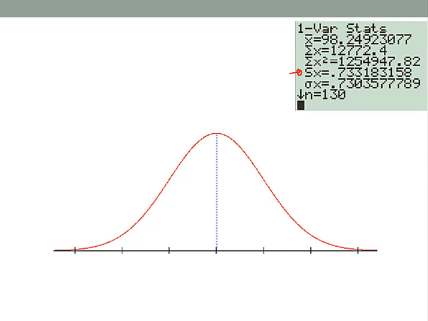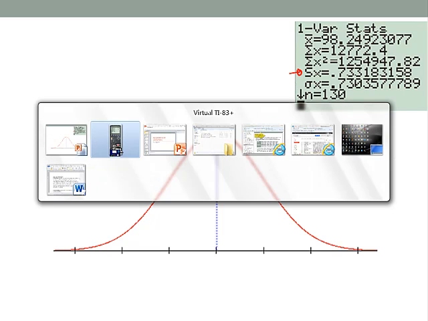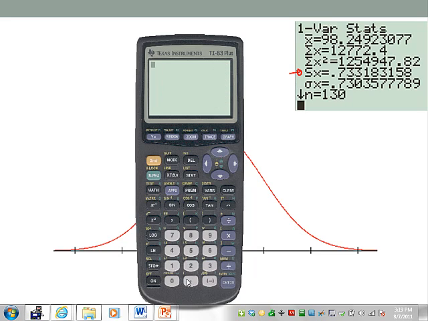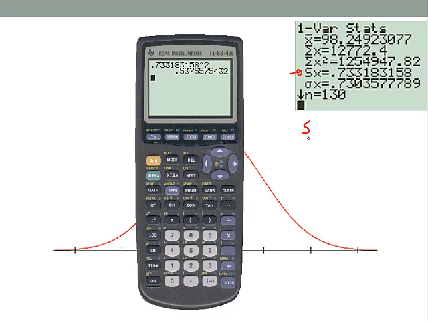Now if I'm going to find the variance of that, I just square that number. So let me go ahead and do that real quick. 0.733183158, and then square it. So our variance here, if I'm going to write this out, the variance, or S squared, is 0.5376. We'll round to 4 decimal places. Standard deviation, 0.7332.